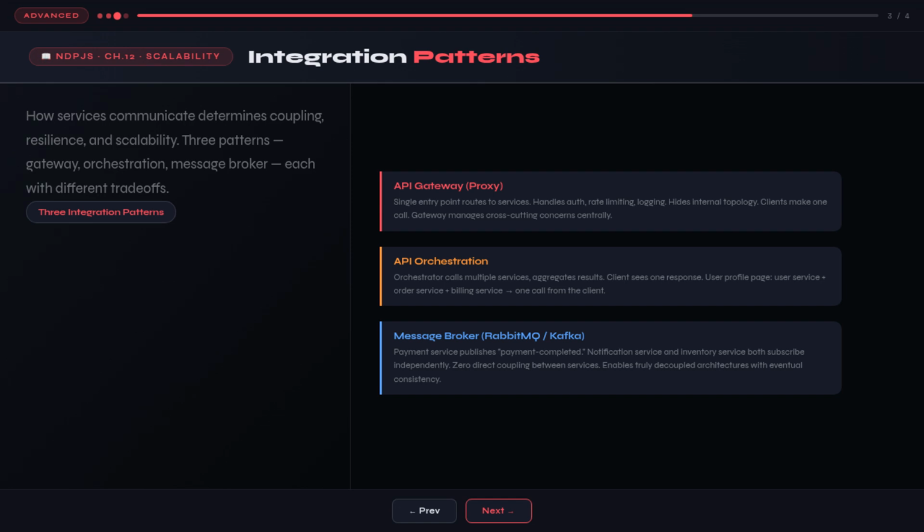The second pattern is API orchestration. When a single client request requires data from multiple services, say, a user profile page that needs user data from the user service, recent orders from the order service, and account balance from the billing service, an orchestrator service coordinates the calls. It calls each service, waits for responses, aggregates the data, and returns a single response to the client. The client makes one call. The orchestrator makes 3.